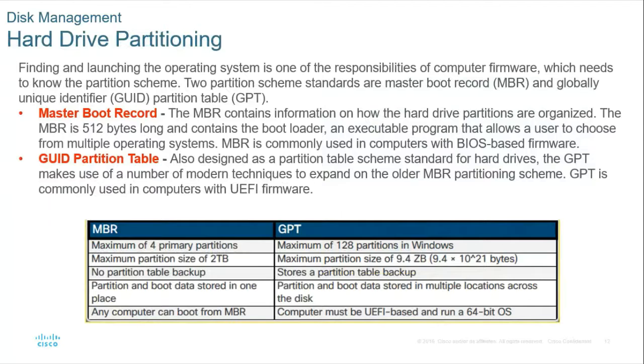Hard drive partitioning. When you want to install your operating system, this concept is very important. You are going to partition your hard drive, whether you have a 1 TB, 2 TB, or 500 GB hard drive, whatever it is, you need to do the partitioning. So how you need to do it, and what are the different methods you can use? Here we have the master boot record and GUID partition table.